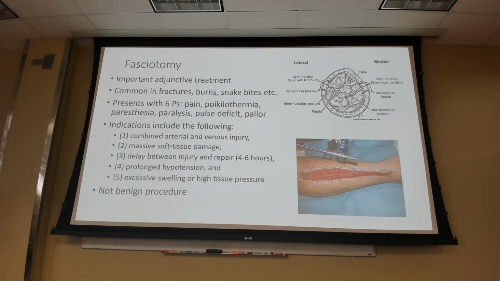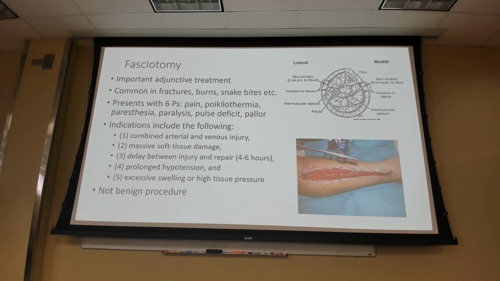All right, and then fasciotomy. So we always have to worry about compartment syndrome. Does everybody remember our 6 Ps: pain, poikilothermia, paresthesia, paralysis, pulse deficit, pallor. So any patients we suspect have these, increased compartment pressures, we need to consider a fasciotomy. However, it's a very significant wound, as you can see in the picture. They're going to have very large scarring, and they're going to have a long recovery after these.